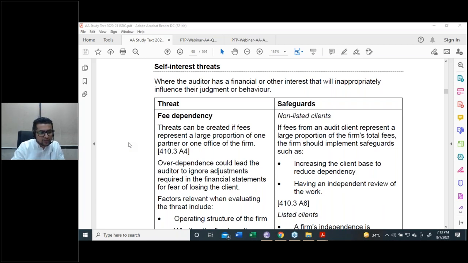So how can I differentiate between self-interest and intimidation? If you are having a financial or non-financial interest as an auditor, that's self-interest. But if the client is creating a problem for you, the client is saying, okay, fine, if you are not going to agree with us, we are going to do this, we are going to do that. Now that's an intimidation. Intimidation threat comes from the client.